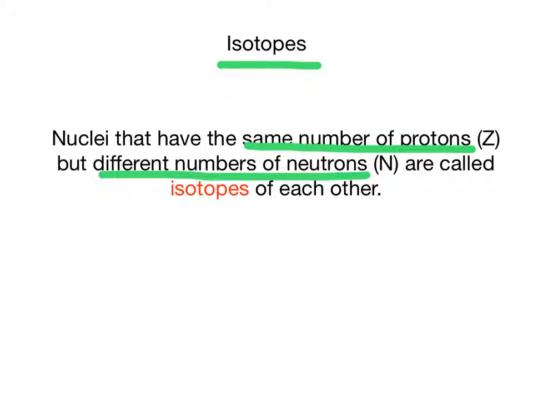This is because the chemical properties of an element are controlled by the electron configuration and not influenced by the number of neutrons. As a result, it's not possible to create a chemical reaction that will differentiate one isotope of an element from another. The only way to separate isotopes is by mass.